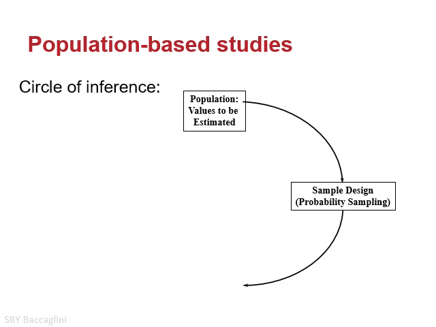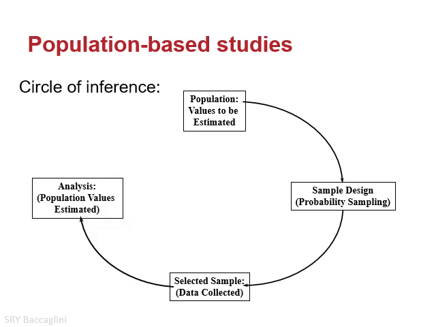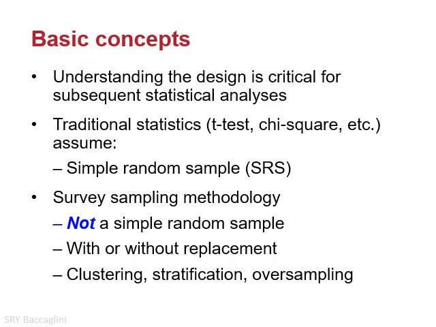So from the population, we sit at the table and we decide how do we construct the sample. Then from the sample, we collect the data, and the data is analyzed in a very particular way so that we can actually make inference to the original population. Understanding this design is critical. You have to be very comfortable with this design and the analysis before you attempt to analyze this type of data. The beauty is that these data are freely available.